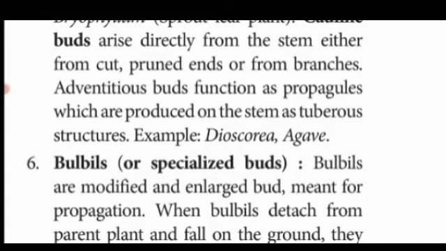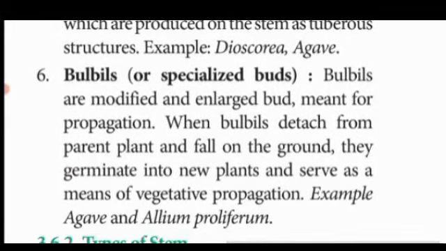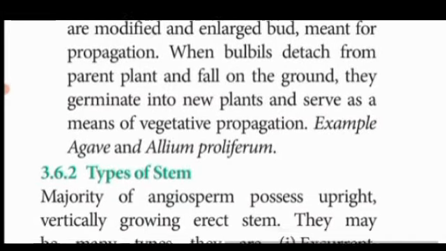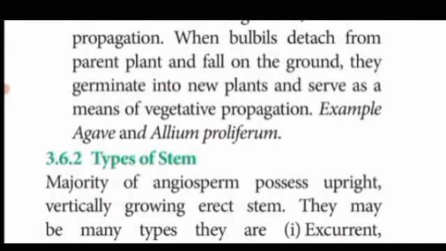Example, Dioscorea, agave. Bulbils. The bulbils or specialized buds are modified and enlarged buds meant for propagation. Propagation means it produces young ones. When bulbils detach from the parent plant, they fall onto the ground. They germinate into a new plant and serve as a means of vegetative propagation. Vegetative propagation means the stem, root or leaves are involved in the production of a new individual. Example, agave and Allium proliferum.